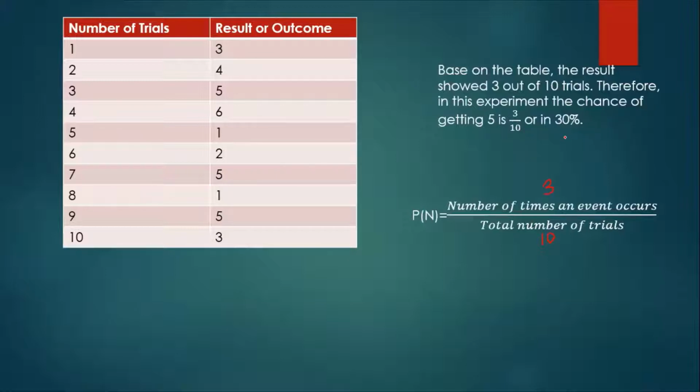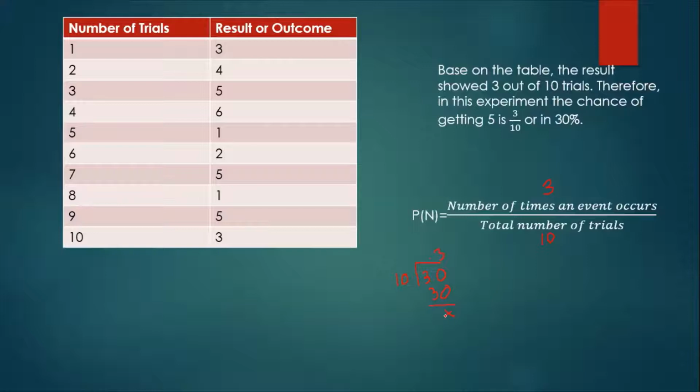Now to find how we got this 30%, all we have to do is divide 3 by 10. We cannot divide 3 by 10 because 3 is less than 10, so we add a decimal point and then a 0. So 30 divided by 10 is 3. 3 times 10 is 30. 30 minus 30 is 0.